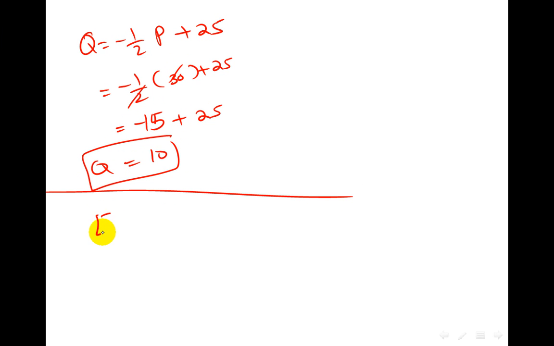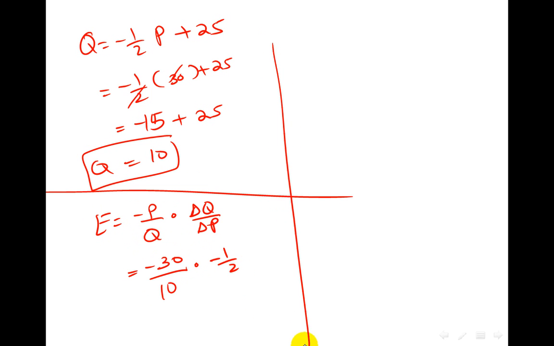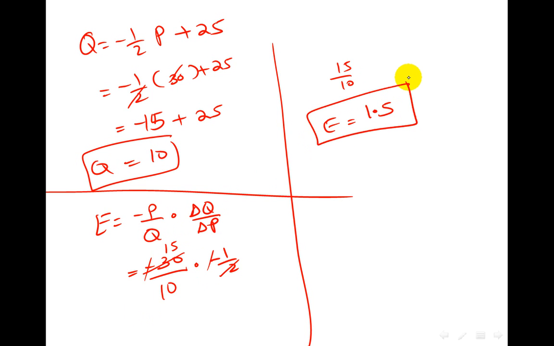Okay, so I'll plug in now in the formula E equal minus P over Q times change in Q over change in P. What is my price? It was given as 30, quantity is 10, and change in Q over change in P is the derivation that I found, which is half. So now I can cancel half with half. 2 with 30 will give you 15. So 15 over 10 is elasticity equal 1.5. So here your elasticity is 1.5.